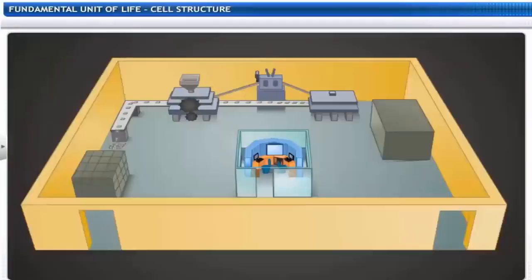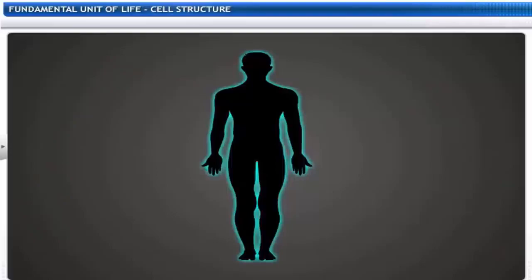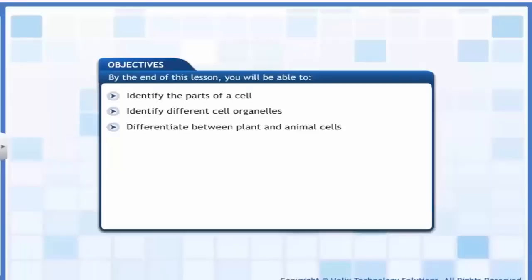Did you know that just like this factory, there are tiny factories in our bodies as well? Now, sit back and take a trip of the factory running in our bodies. By the end of this lesson, you will be able to identify the parts of a cell, identify different cell organelles, and differentiate between plant and animal cells.